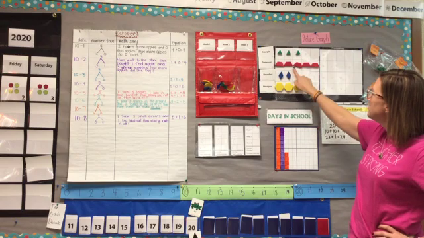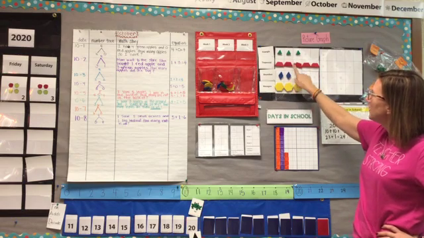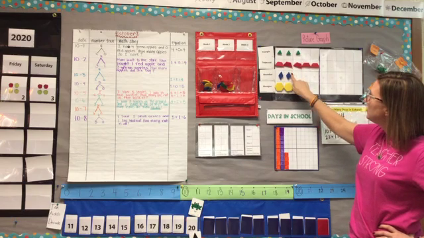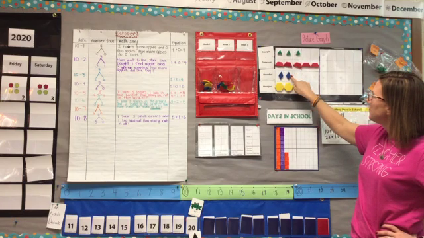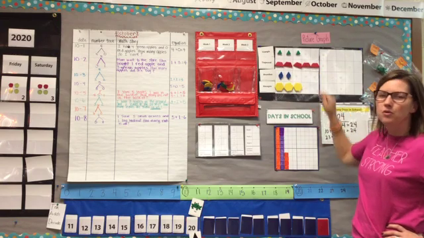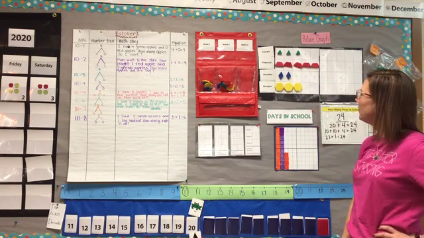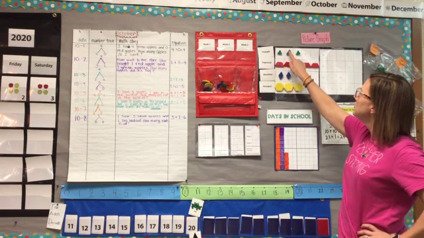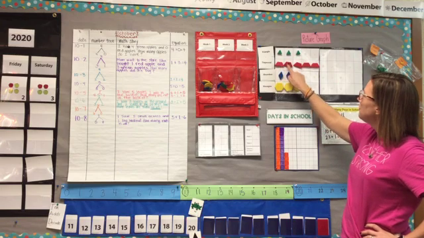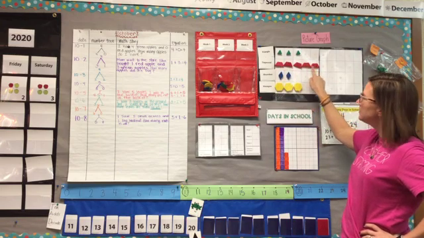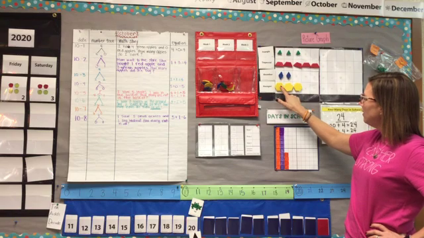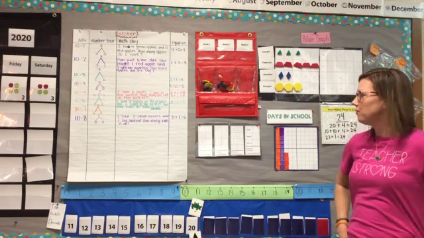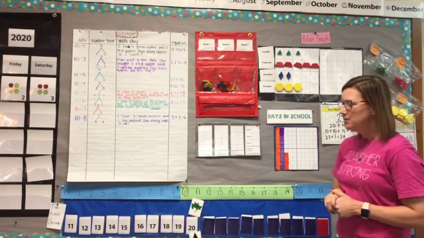How many more does it have than the rhombus? Look where they're equal to each other. How many more does the trapezoid have? 1, 2, 3 more. All right, let's count and see how many shapes we have all together. 1, 2, 3, 4, 5, 6, 7, 8, 9, 10, 11, 12, 13. 13 shapes so far. Okay.